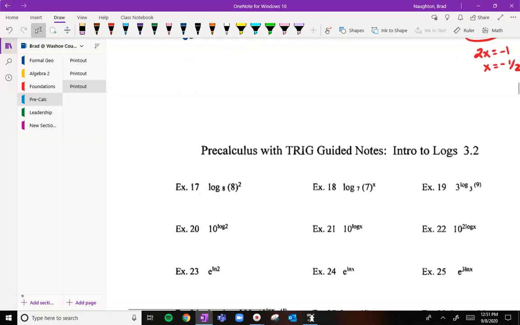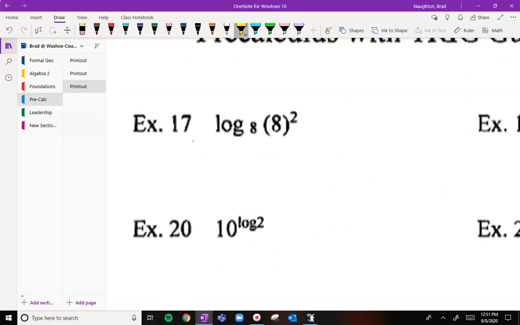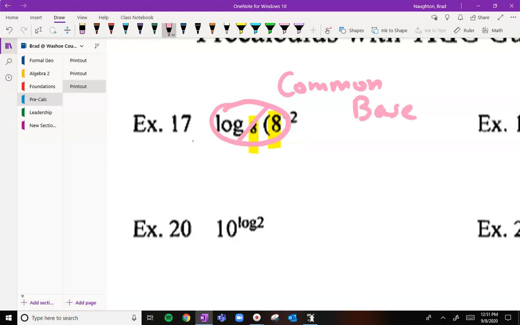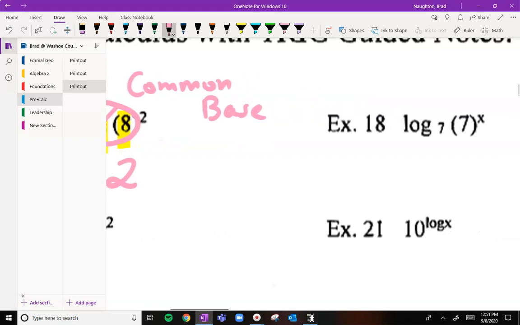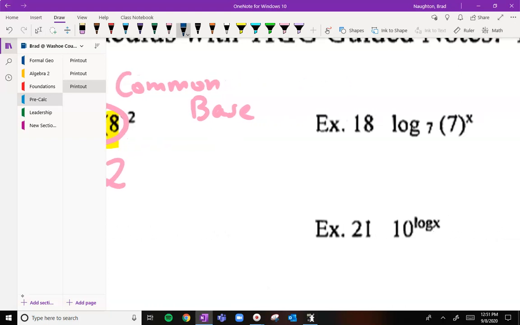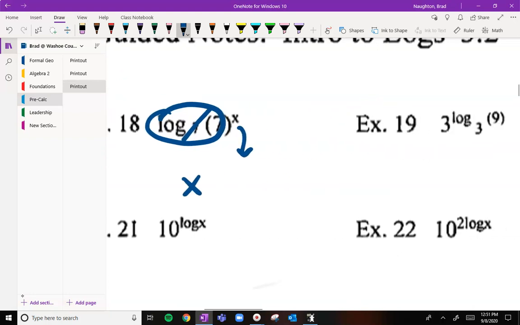All right. So if we look, common base, 8 and 8, those are the same numbers, so they're going to cancel out. And so I'm going to have just a 2. Makes that a little bit easier. Let's look at that common base rule one more time. Log base 7 with the 7, they cancel out. x drops down. Hitting that common base really quickly.